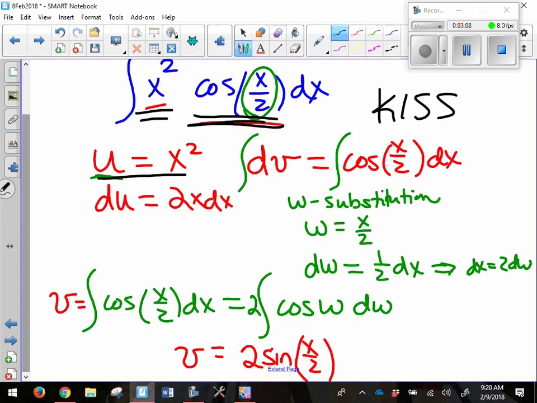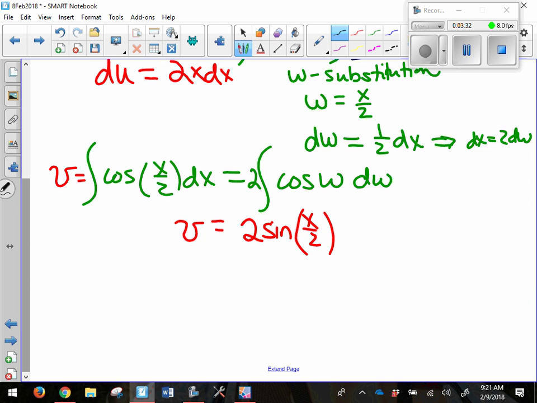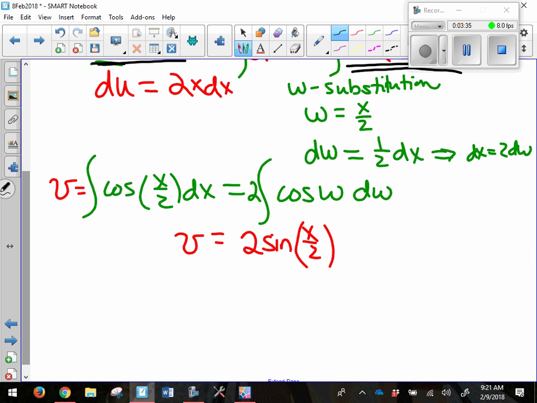So we let u be x squared, we let dv be the cosine x over 2 dx. To integrate the cosine x over 2 dx, we did a w substitution, which is just like a u substitution, except I already used the letter u, so I had to use a different letter, so we wouldn't get confused. So basically what we ended up with after we substituted in was that v was equal to 2 sine x over 2. All right, everybody with me? Okay, everybody got it?